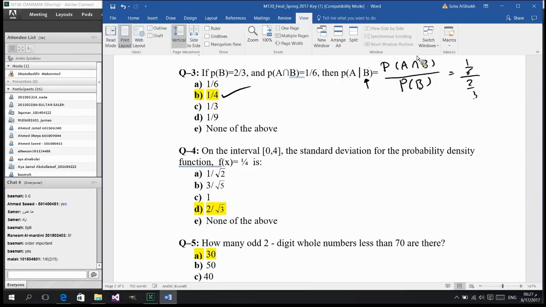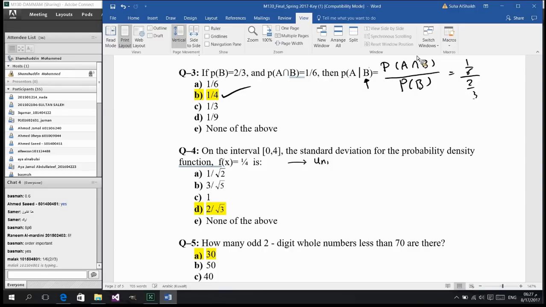Very easy and basic. Now, if this is an interval from 0 to 4, the standard deviation for the probability density function. What do you remember whenever I have a distribution on an interval? I have an interval and I have a density function given by 1 over 4. This is what?